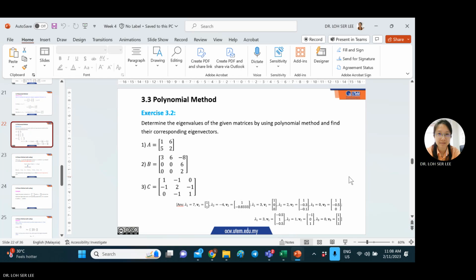You haven't done question number 3, right? Now solve question number 3 before we proceed to the power method. For question number 3, matrix C, find the eigenvalues. Diagonal entries minus lambda. Find the determinant and let it be 0.